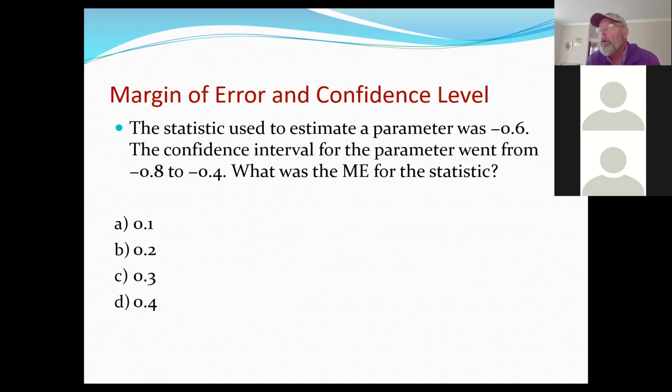One more time. Here we go. Margin of error. What is the margin of error of this statistic? If the estimate in our confidence interval, that's X bar, is negative 0.6, and the confidence interval for the same estimate is negative 0.8 to negative 0.4, what is the margin of error?